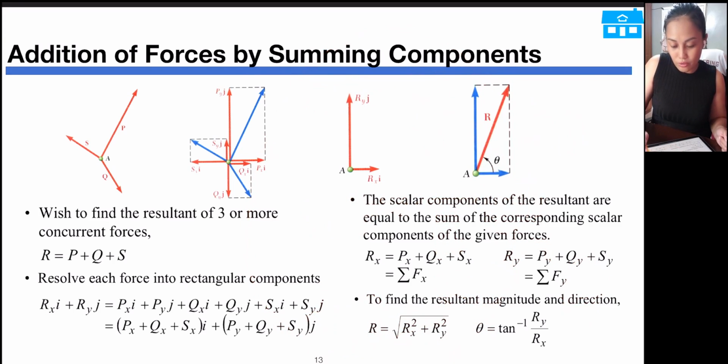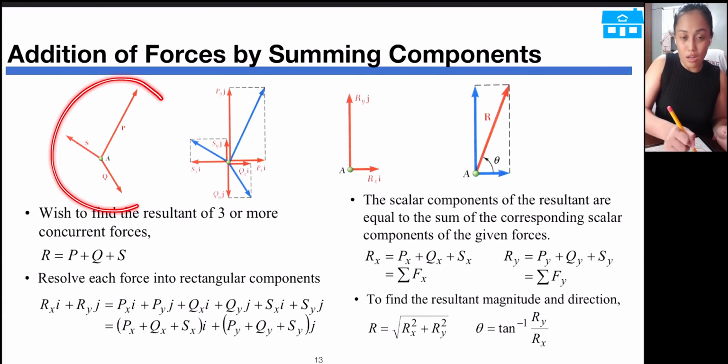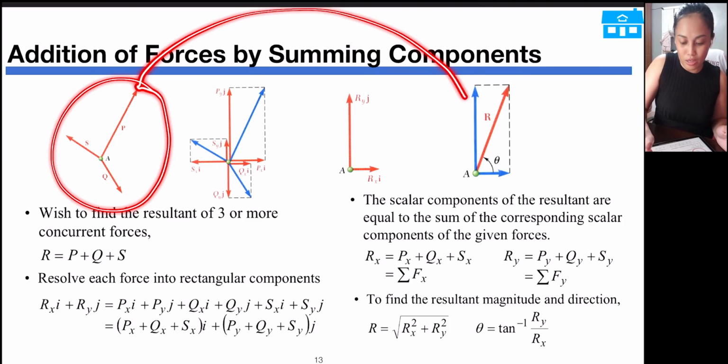So you now have the value of the resultant force and its direction. You can get that again by summing, or adding, the rectangular components of each of the forces given in your problem. So that is your result.